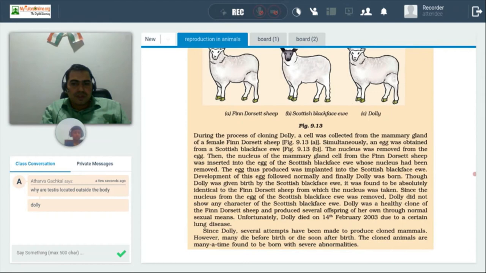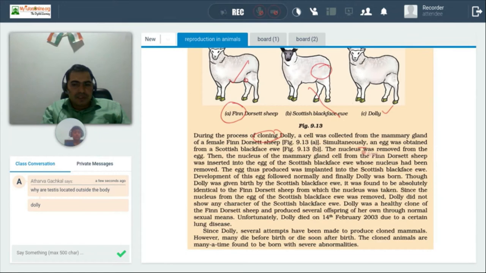Let us see how this Dolly came into existence. This process was known as cloning. A cell was taken from the mammary gland of this female Dorset sheep. From the mammary glands, one cell was isolated. Then simultaneously, an egg was obtained from this ewe. An egg was taken from this animal's body. Then what happened?